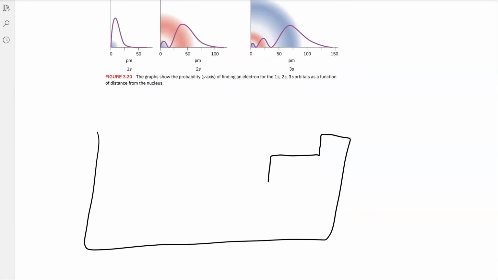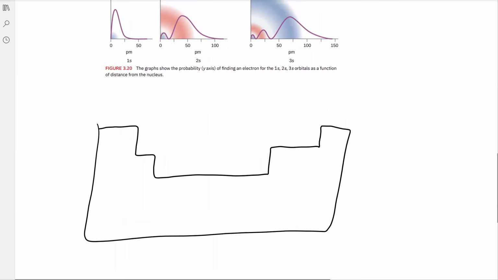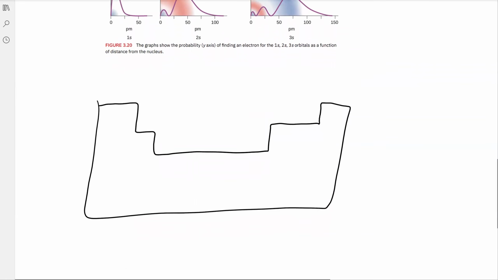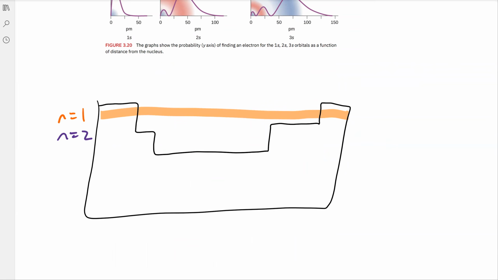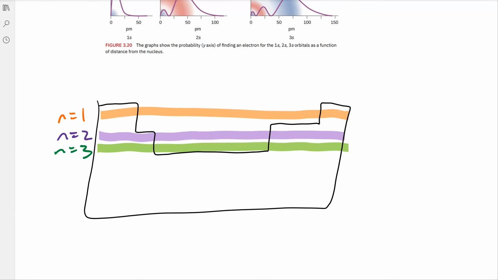Now, remember we said that all of quantum mechanics, essentially, or our version of quantum mechanics, is all related to the periodic table. So how do we translate this n value to our periodic table? Well, it's just the row that it's in. So for example, everything in the first row will be n equals 1. Everything in the second row will be n equals 2. Everything in the third row will be n equals 3. And then so on and so forth.